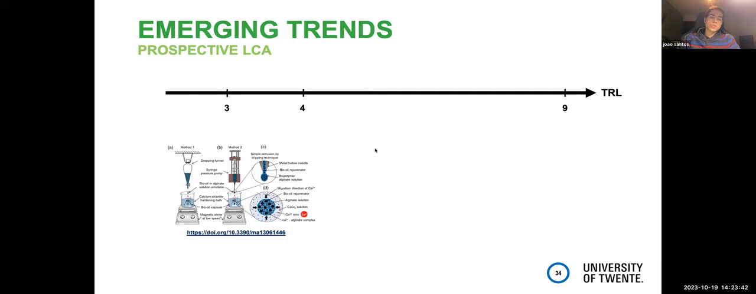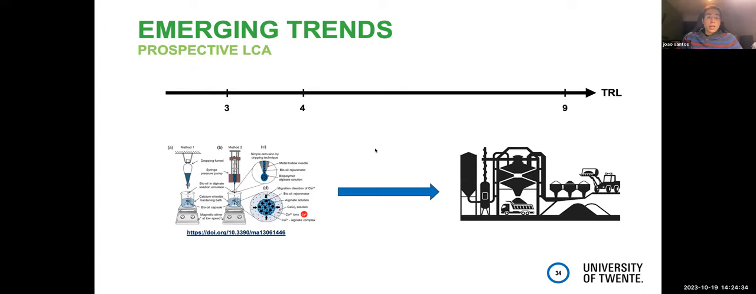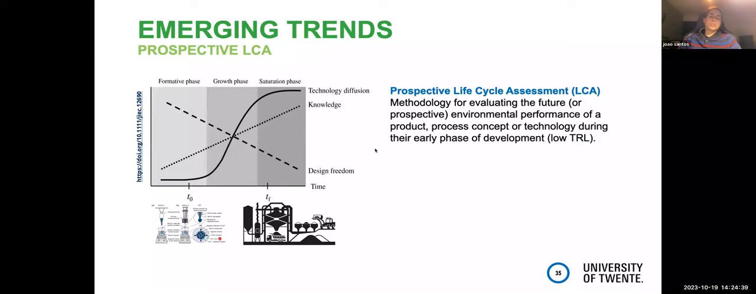Nowadays we are trying to develop new and ideally more sustainable materials. And it would be quite interesting to try to predict, based on the information that we have at laboratory scale, the performance of those materials when they are deployed in the real world. So in the lab, we have a TRL of 3 or 4, and we would be interested in predicting how the performance would be when they reach TRL 9, because this is the moment where we can make changes at a relatively low cost. How can we do that? This can be done using a methodology that is called prospective LCA.